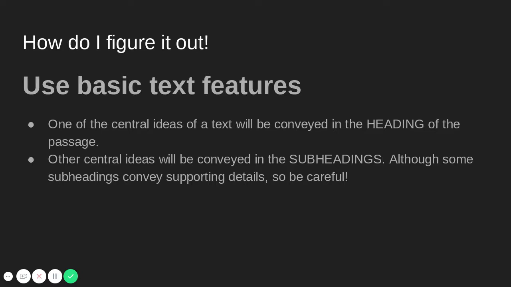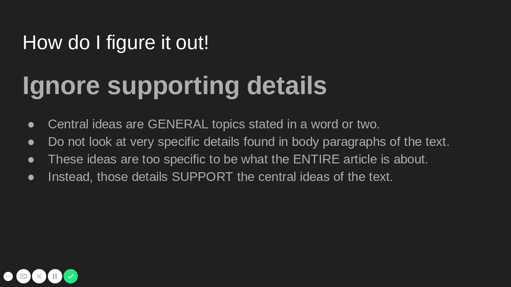You could take a look at the headings of the passage. A lot of times the central ideas will be conveyed in the heading. Sometimes you could also look at the subheadings to figure out the central idea. However, be careful because subheadings can convey supporting details, and supporting details are not the central idea or main idea. You want to make sure you ignore those supporting details.